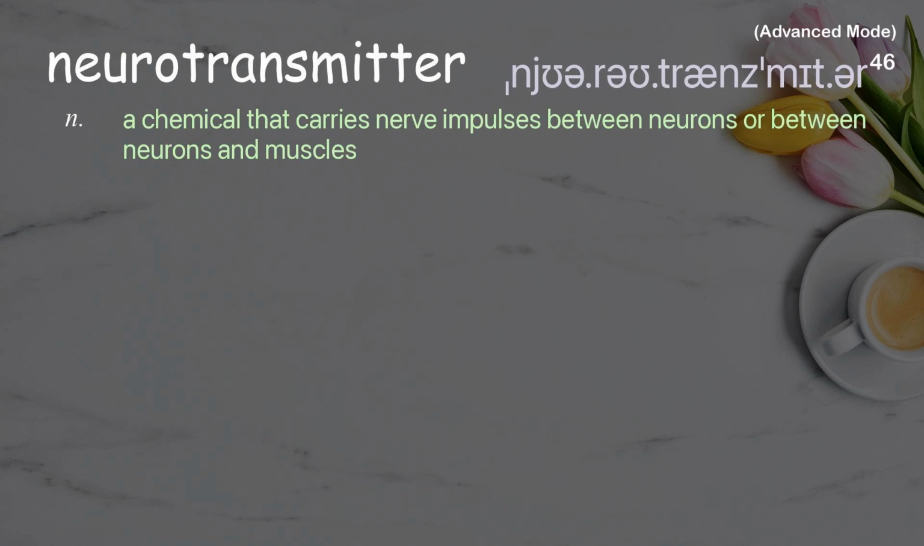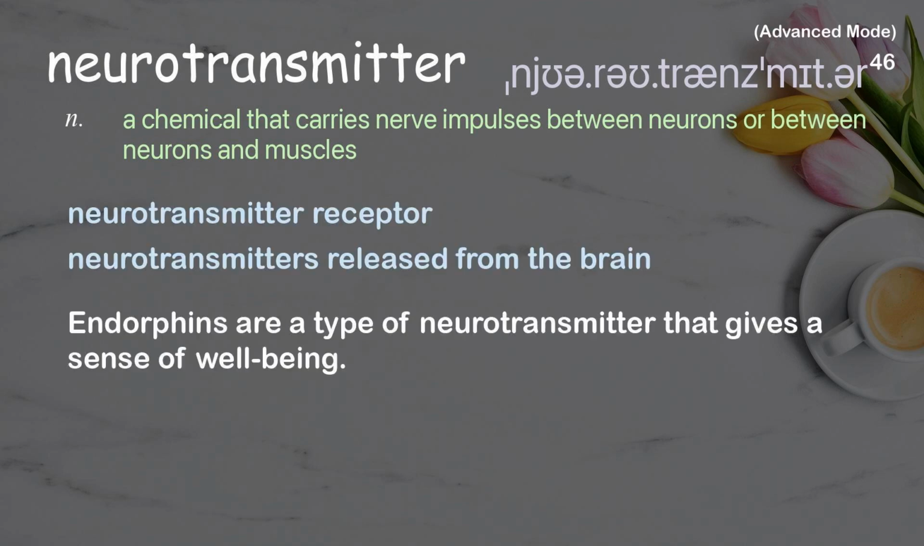Neurotransmitter. A chemical that carries nerve impulses between neurons or between neurons and muscles. Examples: neurotransmitter receptor. Neurotransmitters released from the brain. Endorphins are a type of neurotransmitter that gives a sense of well-being.